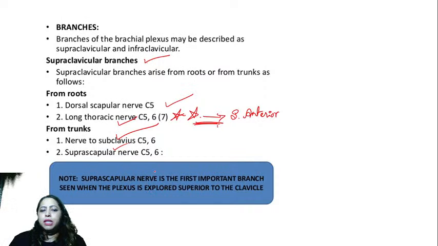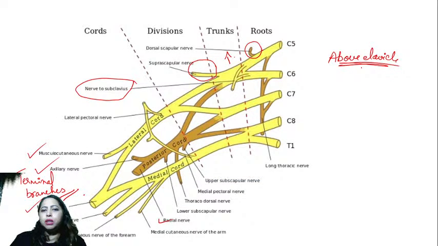Now note, the suprascapular nerve is the first important branch that is seen in the plexus when explored superior to the clavicle. The first branch that you can see, you can go to the previous one. See, you can see so many branches here. The first thing that you can notice is this one. The moment you look behind the clavicle, the first thing you can notice is the suprascapular nerve.